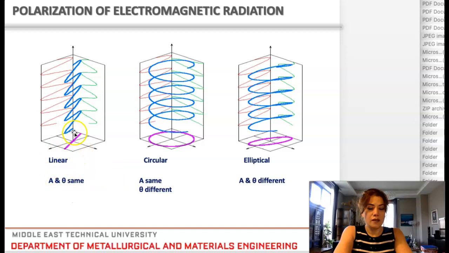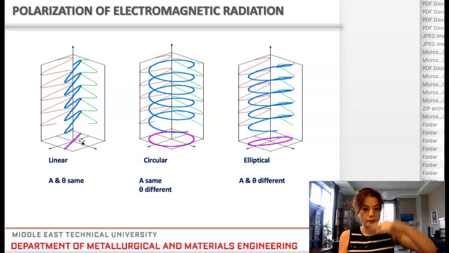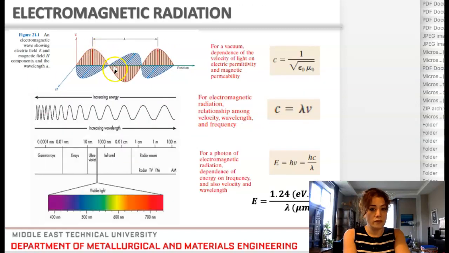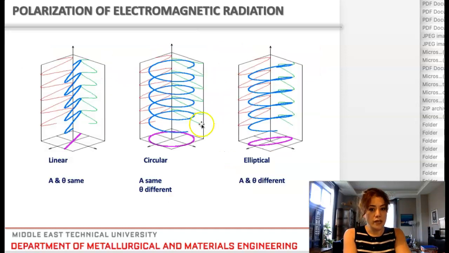Okay? If they are the same, then if I put a certain screen perpendicular to the incoming electromagnetic radiation, I see a linear oscillation. But if the amplitudes are the same, but only the phase is different, in other words, if I have the same peak height for magnetic and electrical components, but their phases are different, they peak at different angles, then on the screen perpendicular to this electromagnetic radiation, I see the circular polarization mode. For the elliptical, no wonder, not only is the phase different, but also the amplitudes are different for the electrical and magnetic components of the radiation.